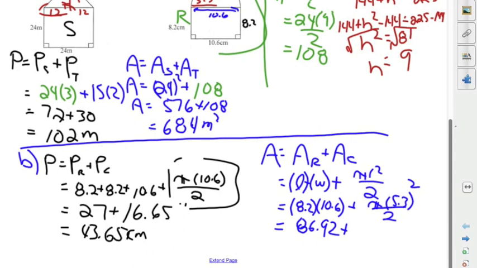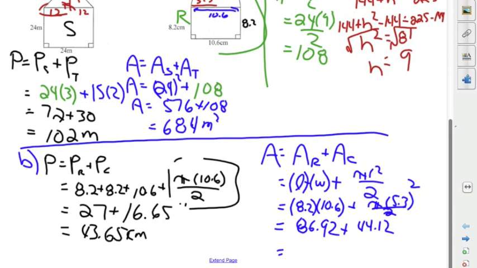What do we get for that? 44.12 is pi times 5.3 squared, you still have to divide by 2. It's 88.2 over 2. Yeah, divided by 2.